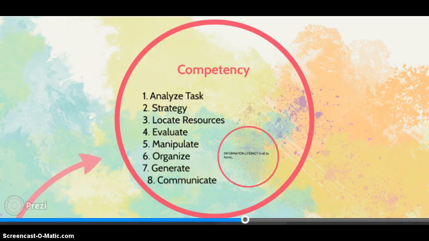So how do you determine competency related to information literacy? Well, you can administer a competency model test. An example is also provided in the supplemental materials supporting this presentation. The focus of the example model assesses analysis of tasks, strategy, search and find abilities, evaluation capabilities, manipulation techniques, organization, and communication skills, among others.